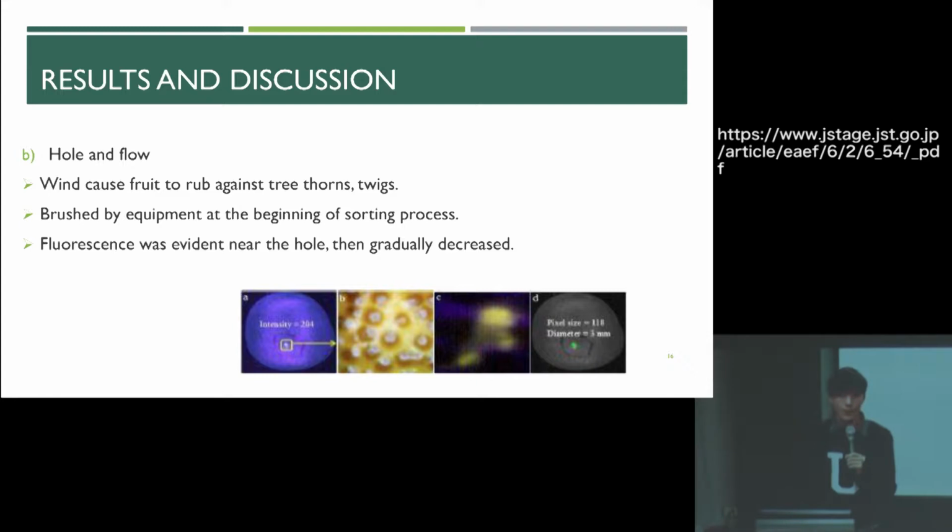The next one is the hole and flow. This one is due to wind causing the fruit to rub against other things, or to the brushing procedures at the beginning of the sorting process. This kind of defect will fluoresce. The fluorescence is strong near the hole, and it gradually decreases as the peel oil spreads further from the hole. So the fluorescence image looks like this. Its size is also very tiny, about 3 mm in diameter.